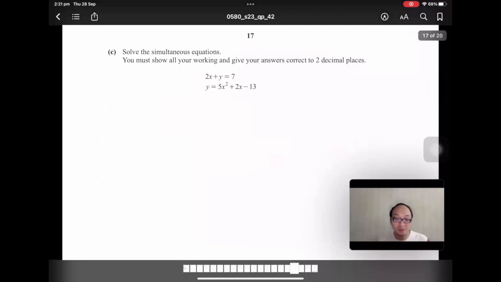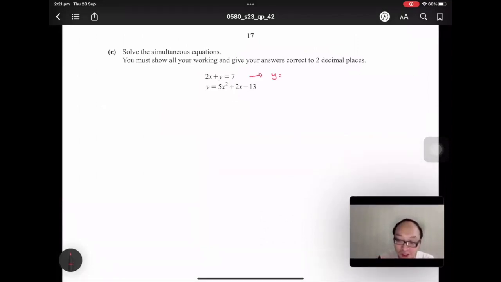Solve the simultaneous equation. You must show all the working and give your answer to 2 decimal places. In this case, I can do the substitution. I express y as 7 minus 2x, and then I put it here. So 7 minus 2x equals 5x squared plus 2x minus 13. So it's 5x squared plus 4x minus 13 minus 20 equals 0.